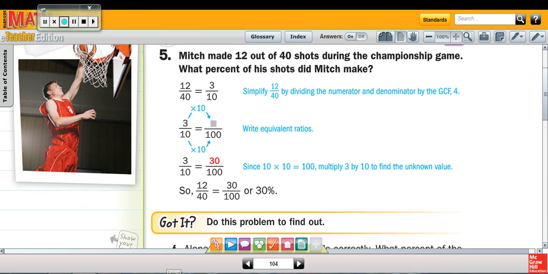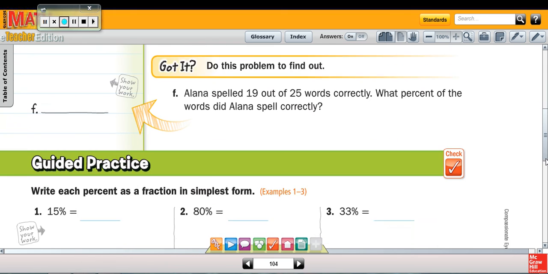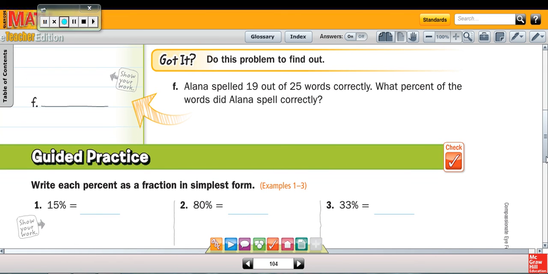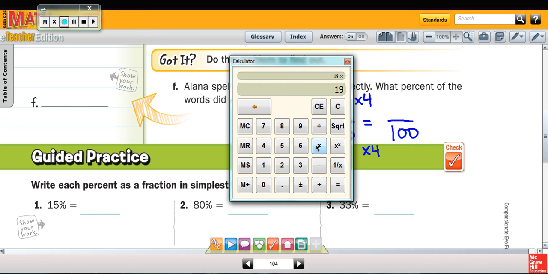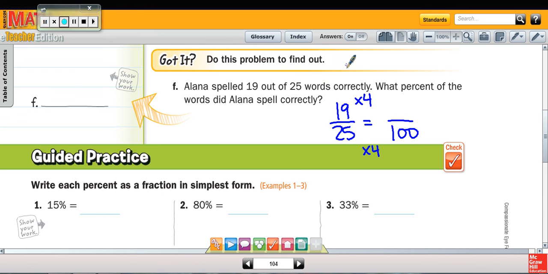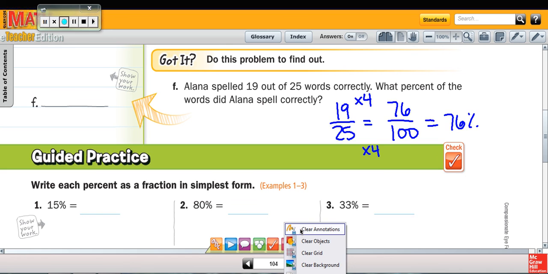Okay, try the got it, letter F here. Pause the video at this time. Okay, let's check. Alana spelled 19 out of 25 words correctly. We need to get to out of 100, so that'd be times 4. So 19 times 4 gives me 76. So 76 out of 100 would be 76% of the words she spelled correctly.